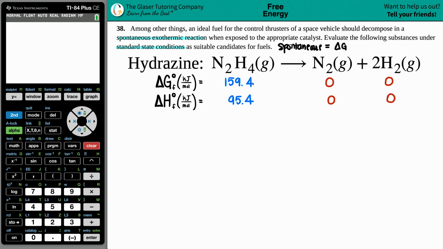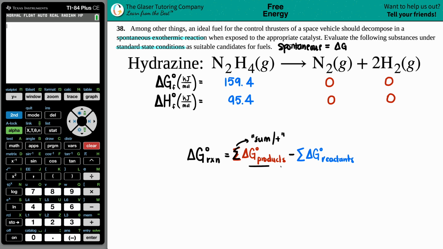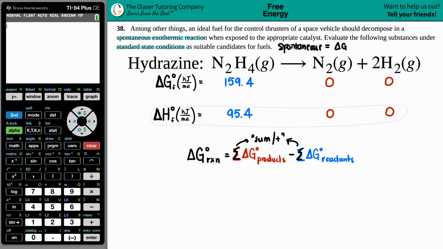So how are we going to find the delta G for the whole entire reaction? Well, that's this formula right here. Delta G for a whole entire reaction, rxn is reaction, is the sum, that's this little symbol here, that means addition, the sum of all the delta G products minus the sum of all of the delta G reactants. Since we're only focusing on delta G, let's just bring this little delta H down here. We'll get to that in a little bit.